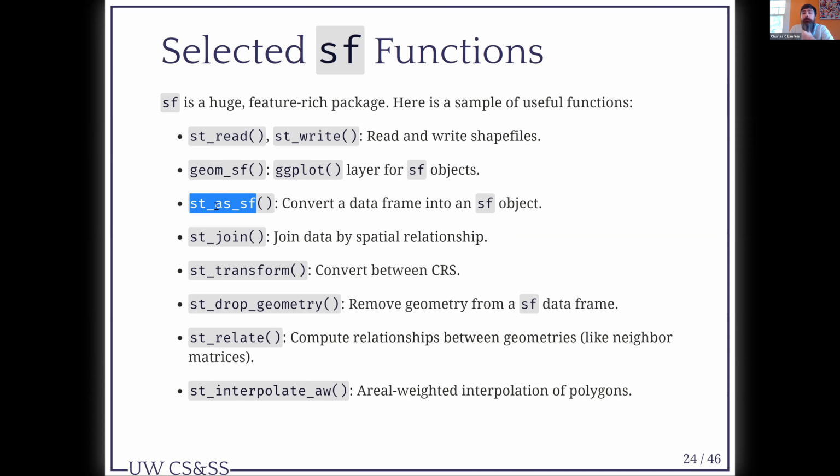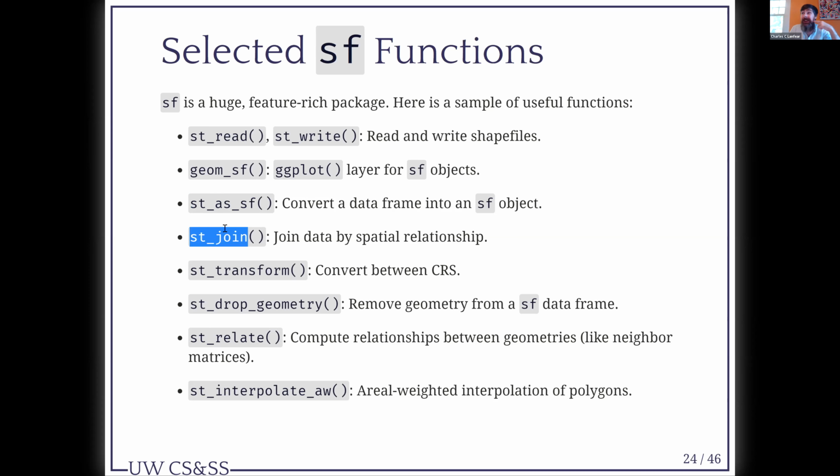st_as_sf will convert a normal data frame into an SF object. So if you have some data frame that actually has latitudes and longitudes in it, and you want to convert it to an SF object, you can just pipe it into st_as_sf, tell it which columns contain the coordinates, and it will make an SF object out of it.